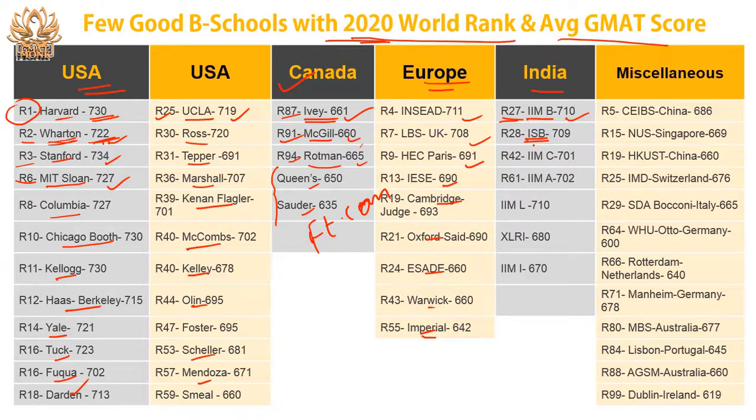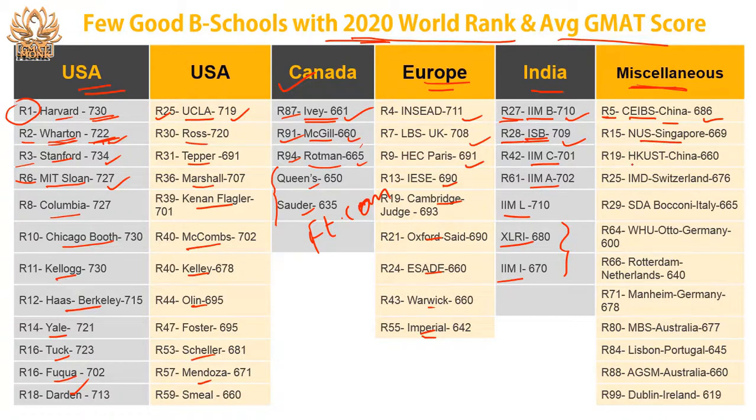Then ISB is there, Indian School of Business. The average GMAT score is 709 and the rank is 28, the world ranking. Then IIM Kolkata, then IIM Ahmedabad, IIM Lucknow, XLRI and IIM Indore are also good B schools that accept your GMAT score. Then we have few good B schools in other countries also, like CEIBS China, the ranking is 5 and the average GMAT score is 686.